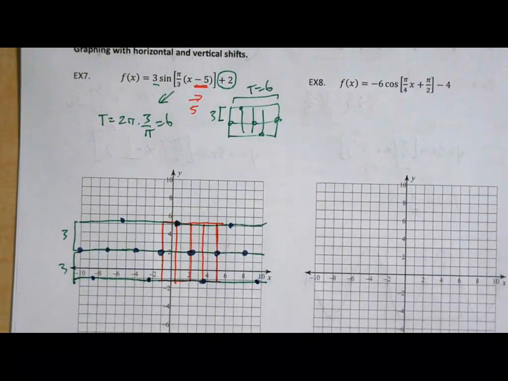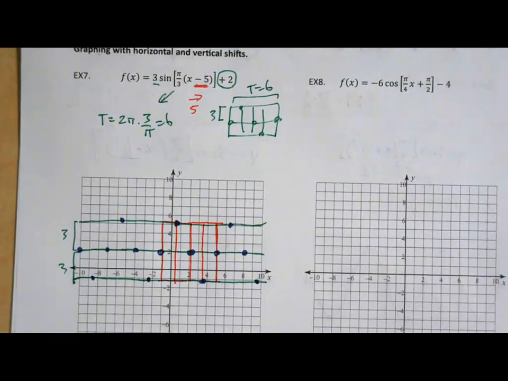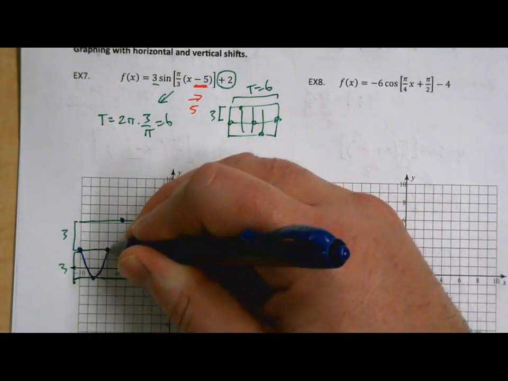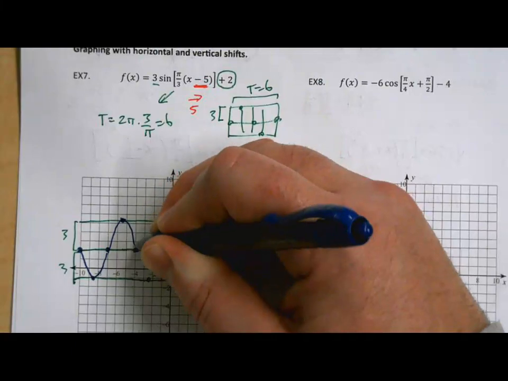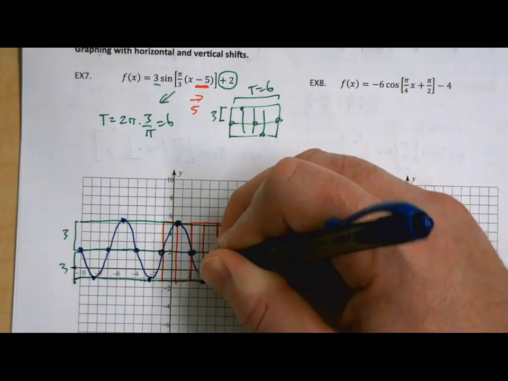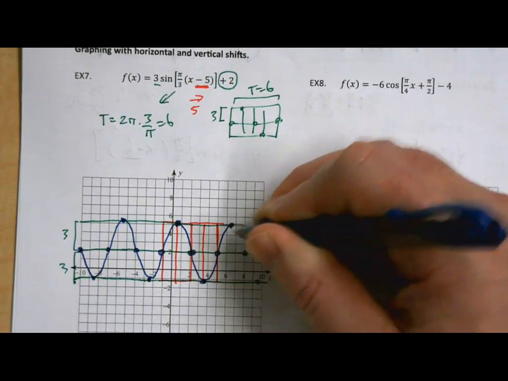Now, most of these that you're going to do for practice are ones that I'm going to make, and I don't usually do that. The question is, are we ever going to have an amplitude that's got a decimal, and then also important points that are going to fall in between lattice points? We could.